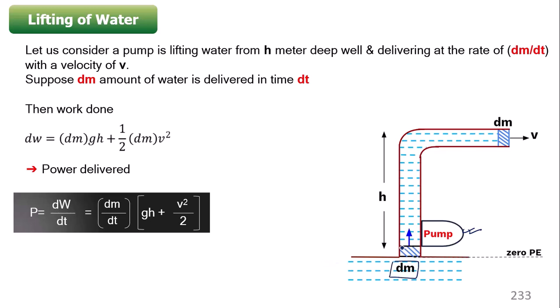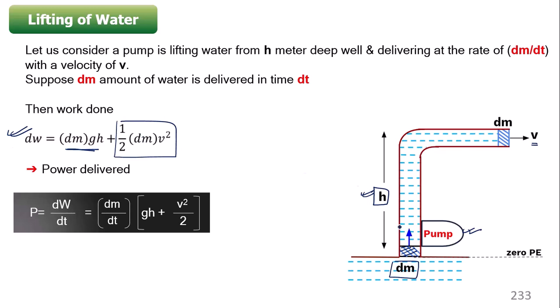dm is the amount of mass of water that has to be lifted from the ground to a certain height. Let us say the height is h. In order to lift that dm mass, you have to impart the energy of dmgh on the mass because of the potential. Another requirement is that you have to produce the velocity of the water as v, corresponding to the kinetic energy of the water, which should equal half into dm into v square.